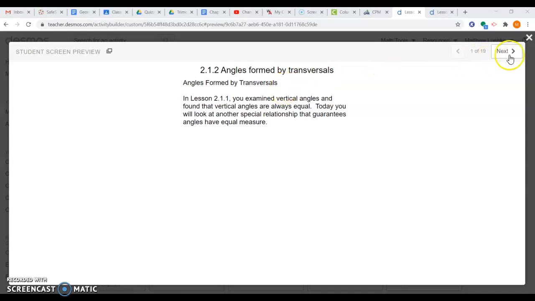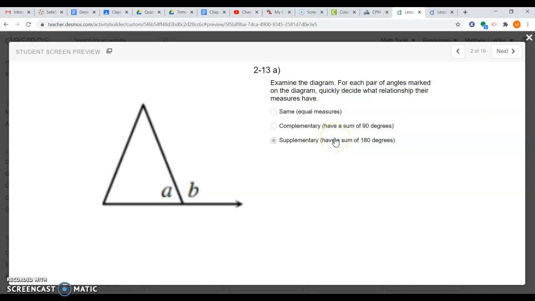Okay, we'll start off, and the first few problems are just a review of the angle relationships that we saw in lesson 2.1.1. So in 2.1.1 we saw supplementary angles, complementary angles, and vertical angles. Take a look at these first problems, and I have multiple choice here. Just give me what do you believe it is? What kind of angle relationship exists there?